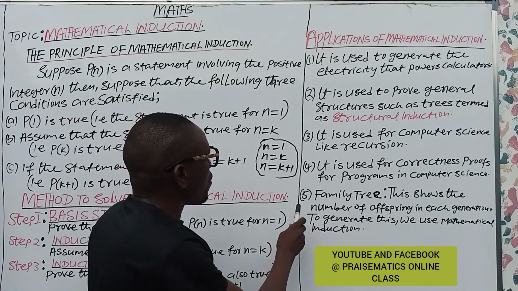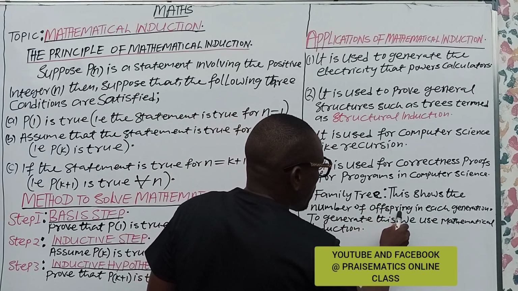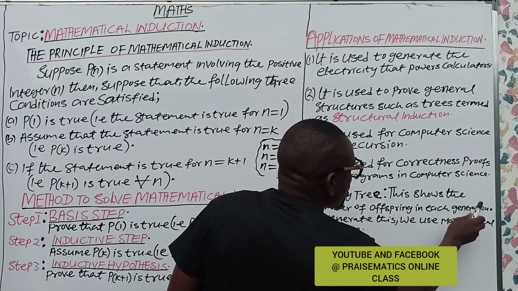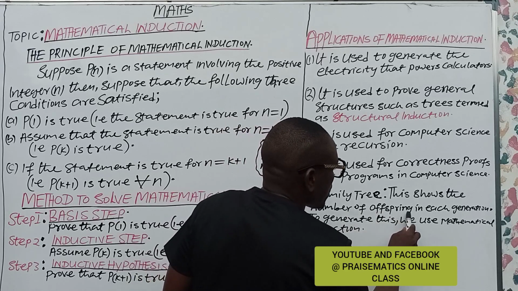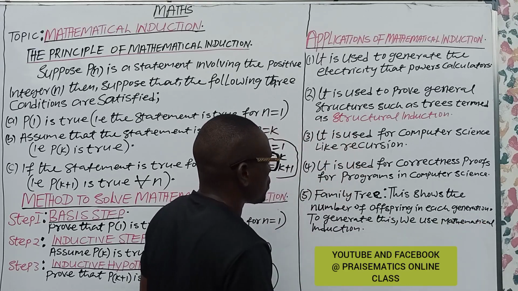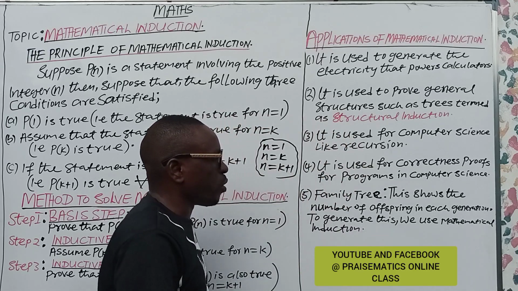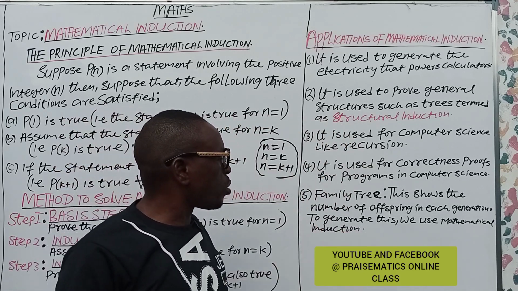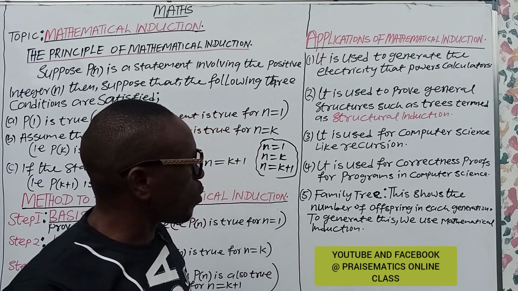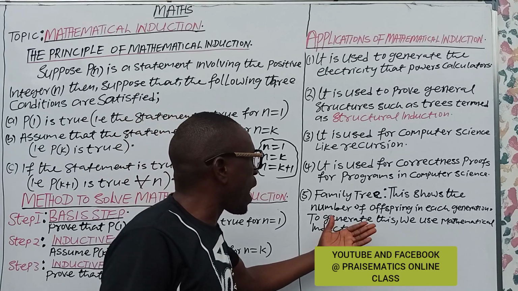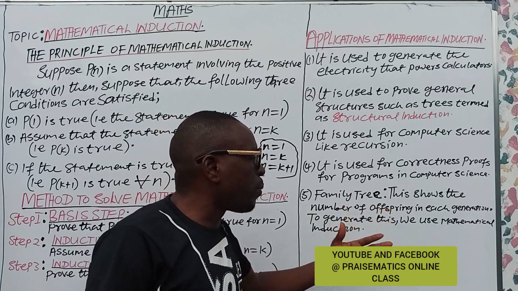Okay. Five, family trees. This shows the number of offspring in each generation. To generate this, we use mathematical induction. We use mathematical induction to generate the number of offspring in each generation. That means we apply mathematical induction in biology. So it is applicable in biology.